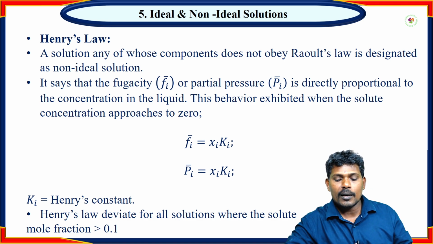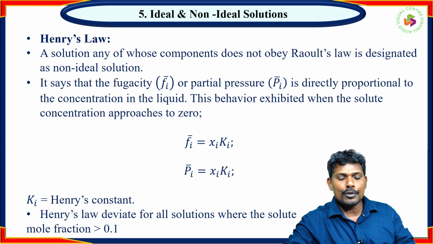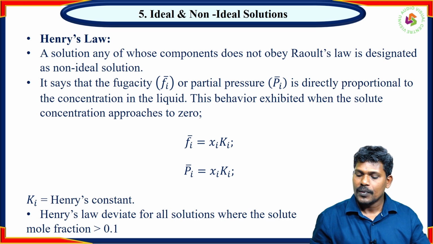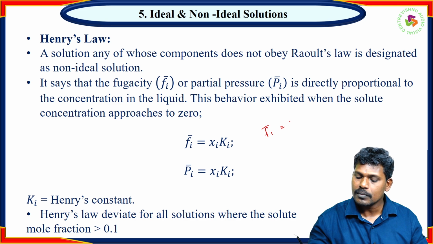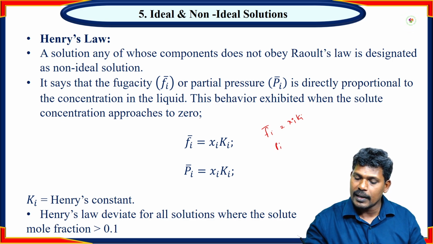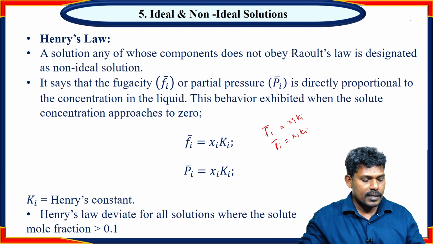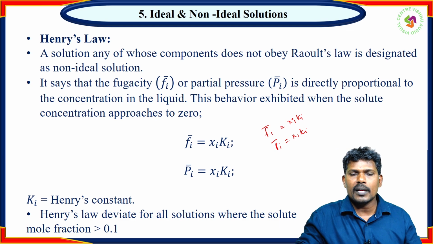That is, the fugacity of a compound is directly proportional to the concentration in the liquid, with a Henry's constant. So for liquids, partial pressure is equal to Xi into K, where K is the Henry's constant. Henry's law deviates for solutions where the solute mole fraction in the mixture is greater than 0.1; then the solution may deviate from Henry's law.